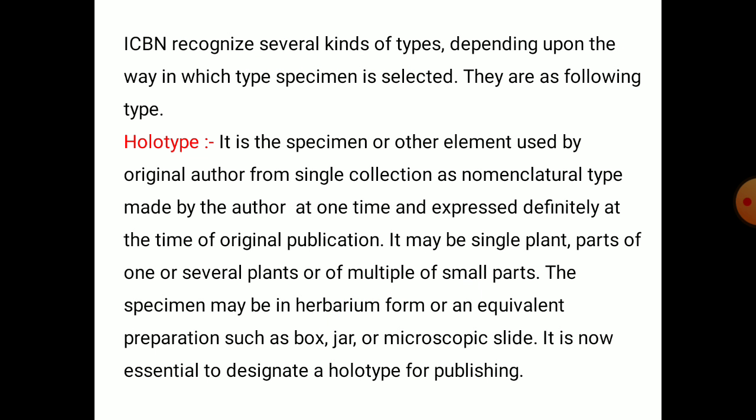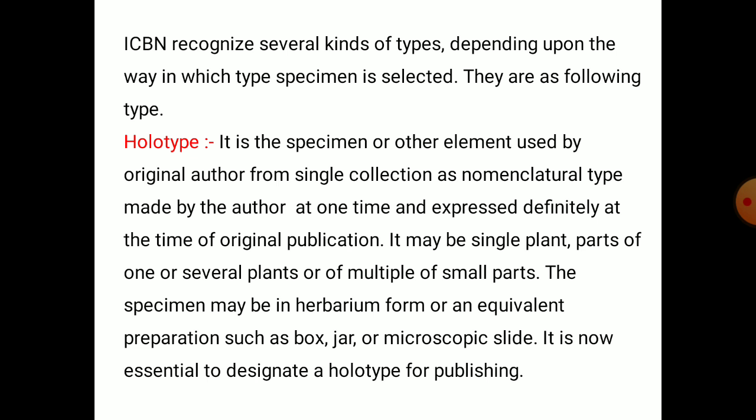The International Code of Botanical Nomenclature recognizes several kinds of types, depending upon the way in which the type specimen is selected. They are as follows. First, the holotype. It is the specimen or other element used by the original author from a single collection as the nomenclatural type, made by the author at one time and expressed definitely at the time of original publication.